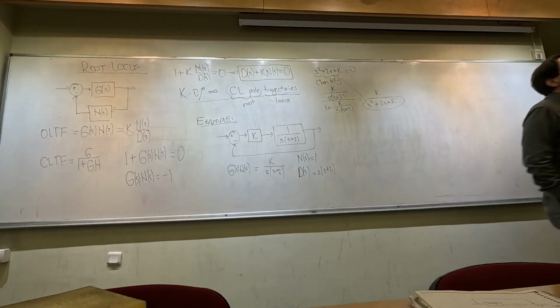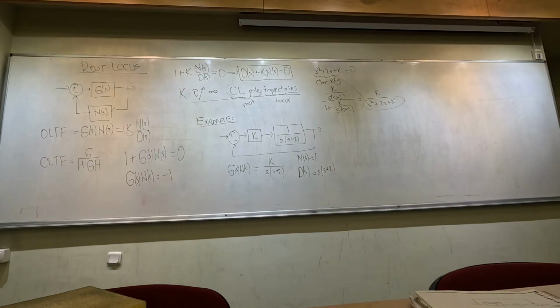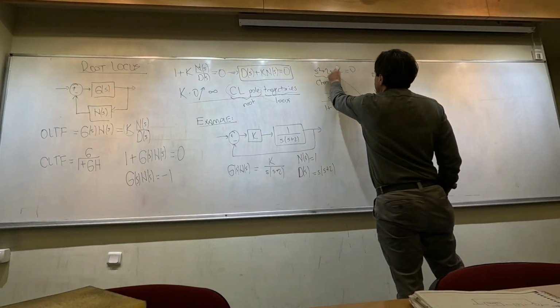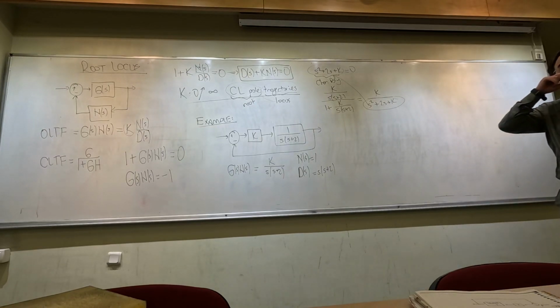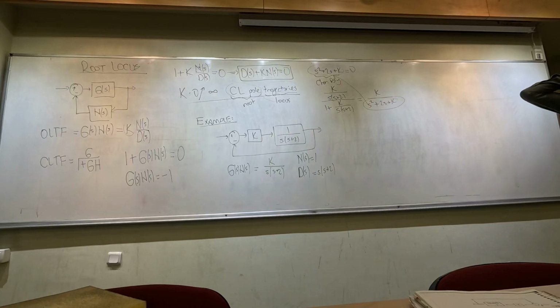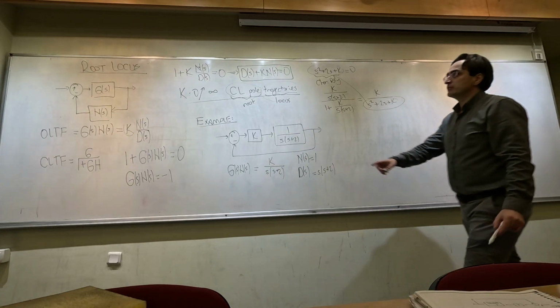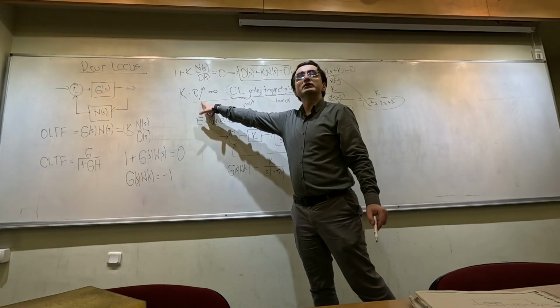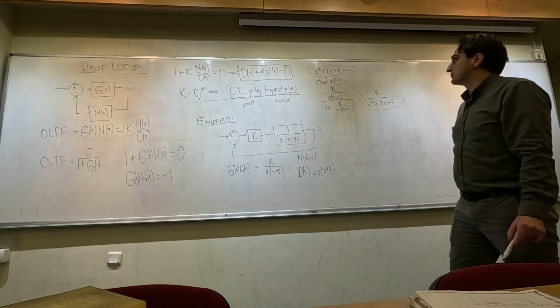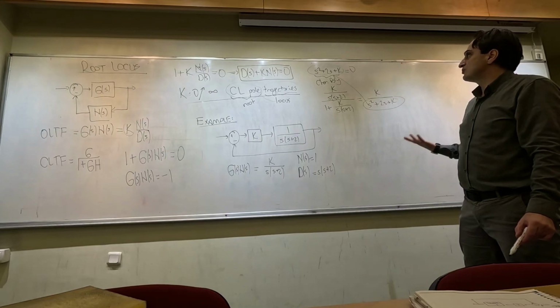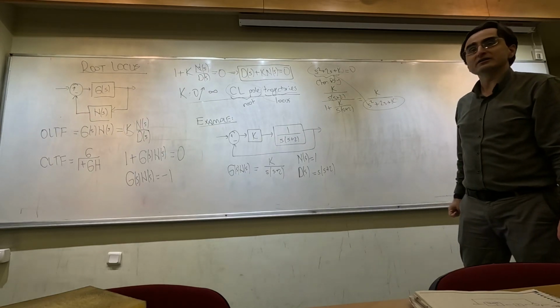The characteristic polynomial is going to determine the closed loop poles of the system. So I'm interested in the closed loop pole locations of this polynomial. Where are the roots of this polynomial as k changes between 0 and infinity? I'm wondering about the location of the roots of this polynomial as k changes between 0 and infinity.